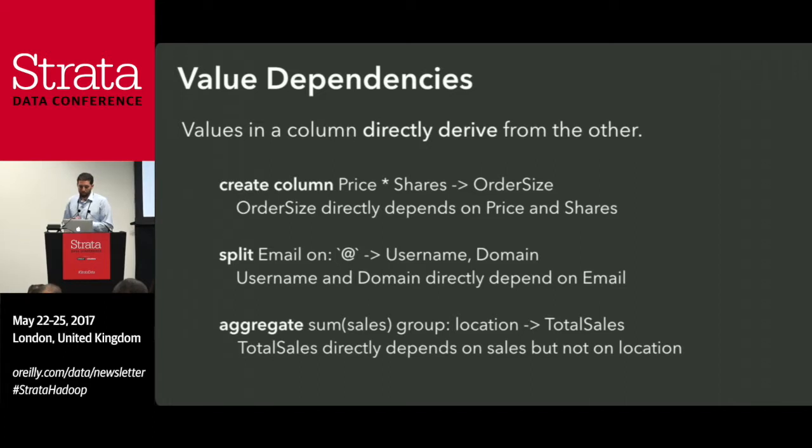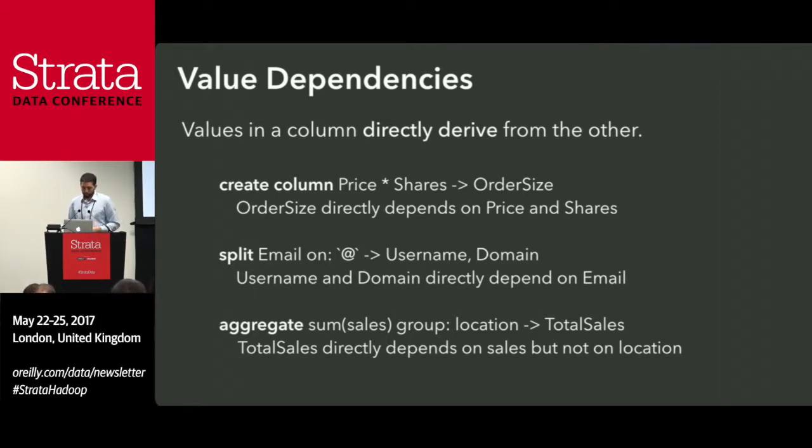from other columns. So some quick examples here to illustrate, if we were analyzing portfolio performance and wanted to look at the order size when we're buying and trading stocks, we would look at the price, and we would multiply that by the number of shares to get an order size. And we would say order size now directly depends on the price and the shares. In this other example I talked about before, if we split an email column into username and domain, we would say that those two attributes now directly depend on the email.